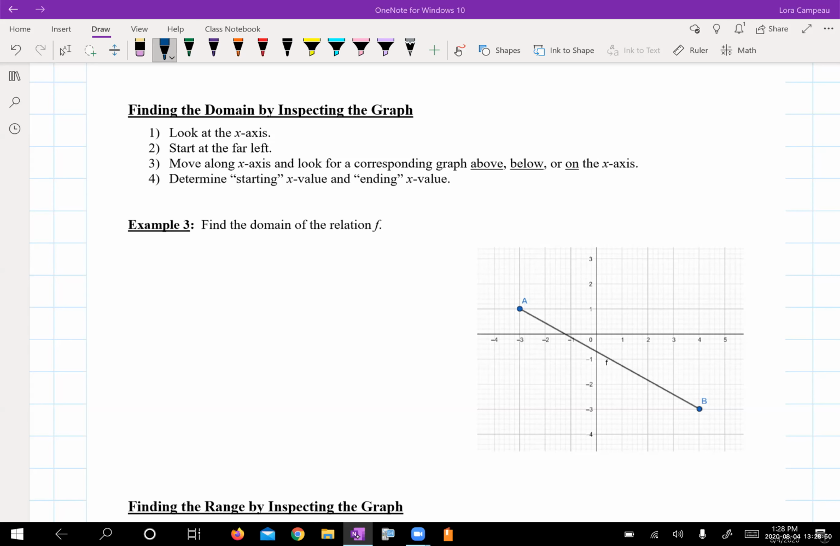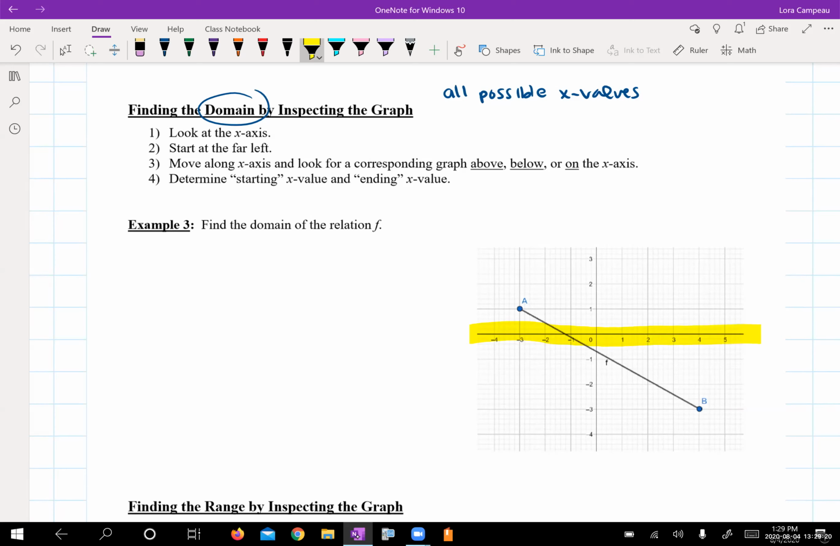So just remember what the domain is. Domain is all possible X values. So if we are trying to determine what the domain is by looking at the graph, I just go with looking at the X-axis to start off with. So just inspect the values on the X-axis.